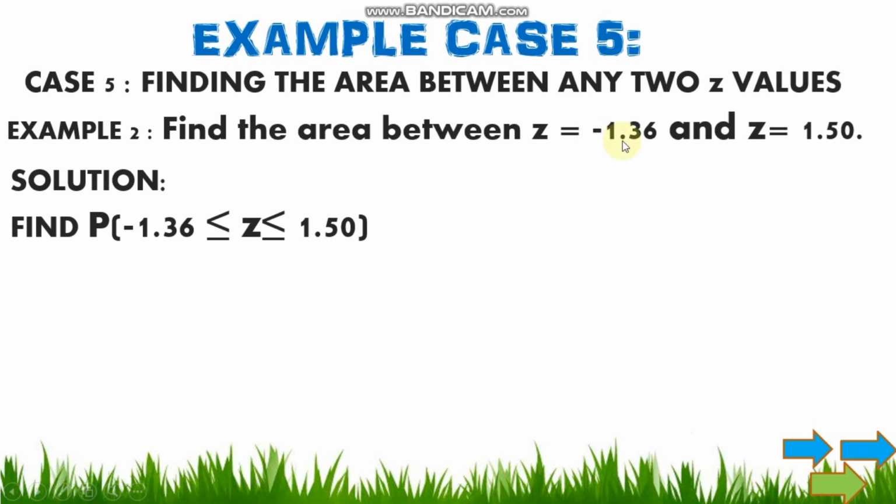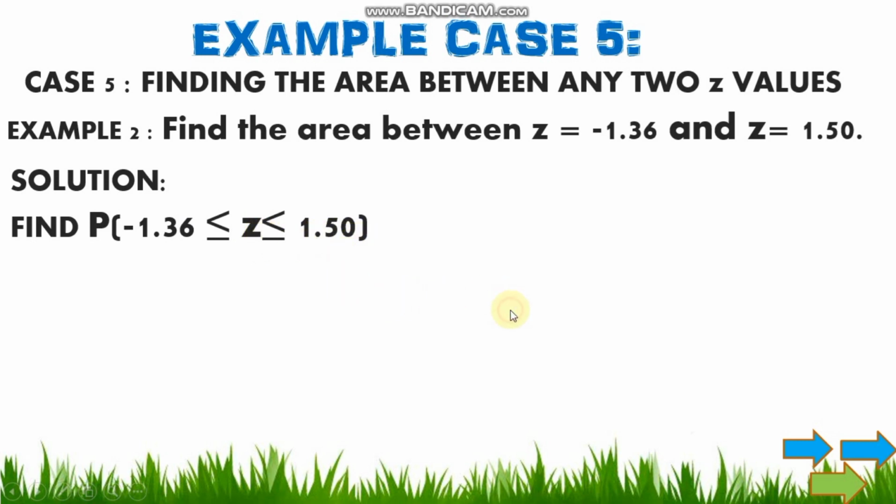And lastly, let's have case number 5 again, two z values, but the other z value is negative. For example, we have z equal to negative 1.36 and z equal to 1.5. We are looking for the area in between these two z values. So again, we have to use proper notation. The probability of the quantity z greater than or equal to negative 1.36 and z less than or equal to 1.5, close quantity.